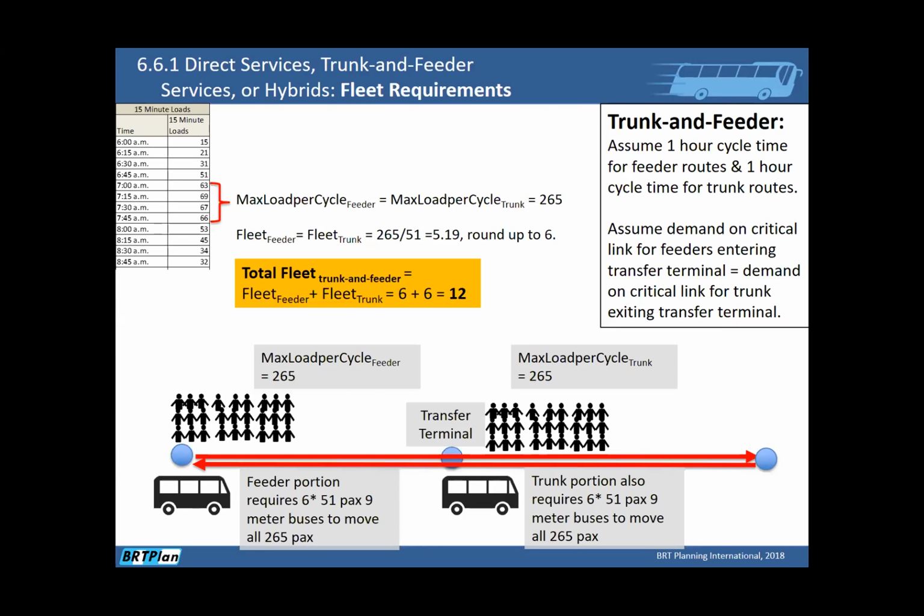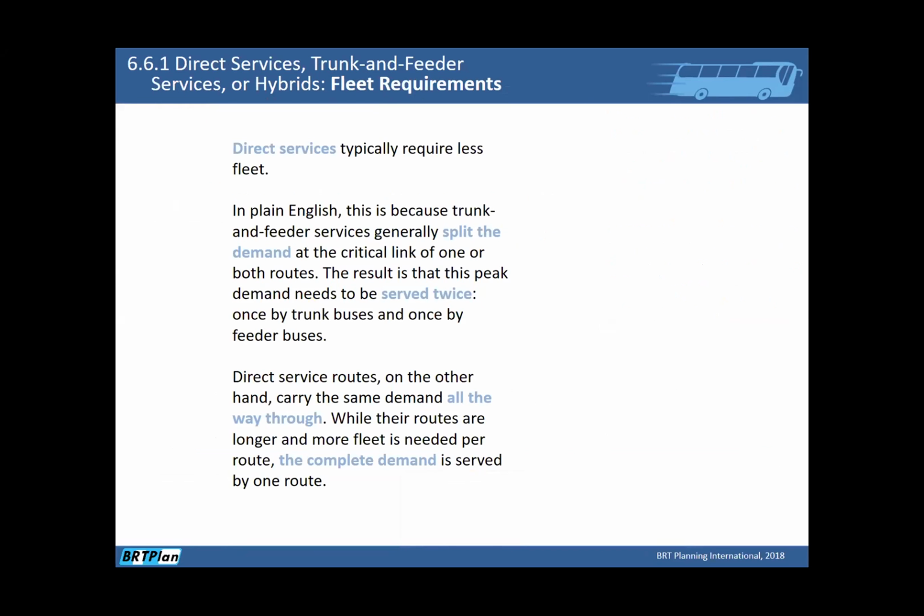So what this does for you is when you divide your 265 max load per cycle by the 51 passengers per bus, you end up needing 5.19 buses, round up to 6, and then for the trunk and for the feeder. So you're going to then need 12 vehicles. So instead of needing 9 vehicles, you now need 12 vehicles.